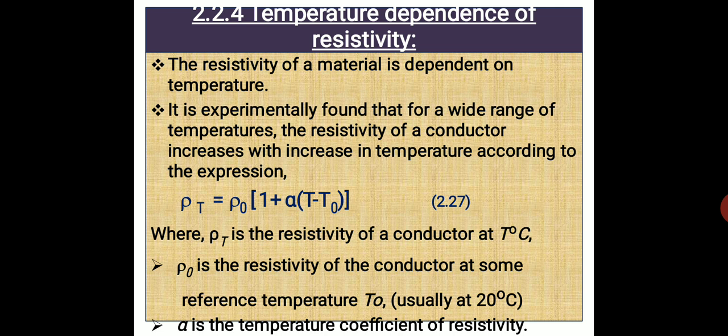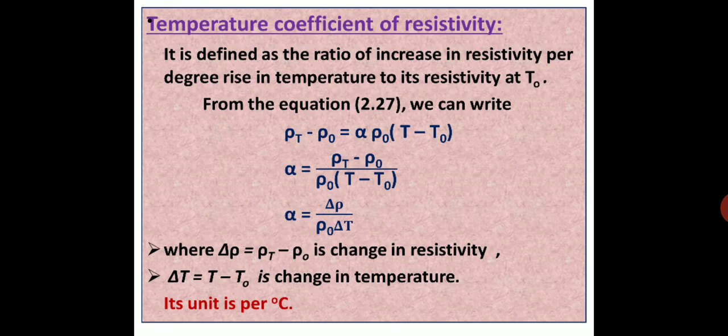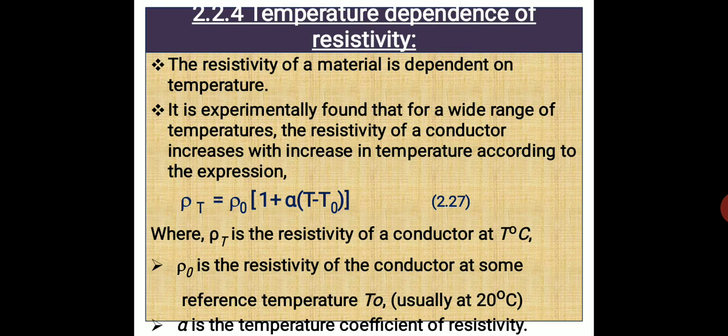According to the expression rho t equal to rho naught into 1 plus alpha into t minus t naught. Rho t is the resistivity of the conductor at T degree Celsius. Rho naught is the resistivity of the conductor at some reference temperature, that is 20 degrees Celsius. Alpha is the temperature coefficient of resistivity.